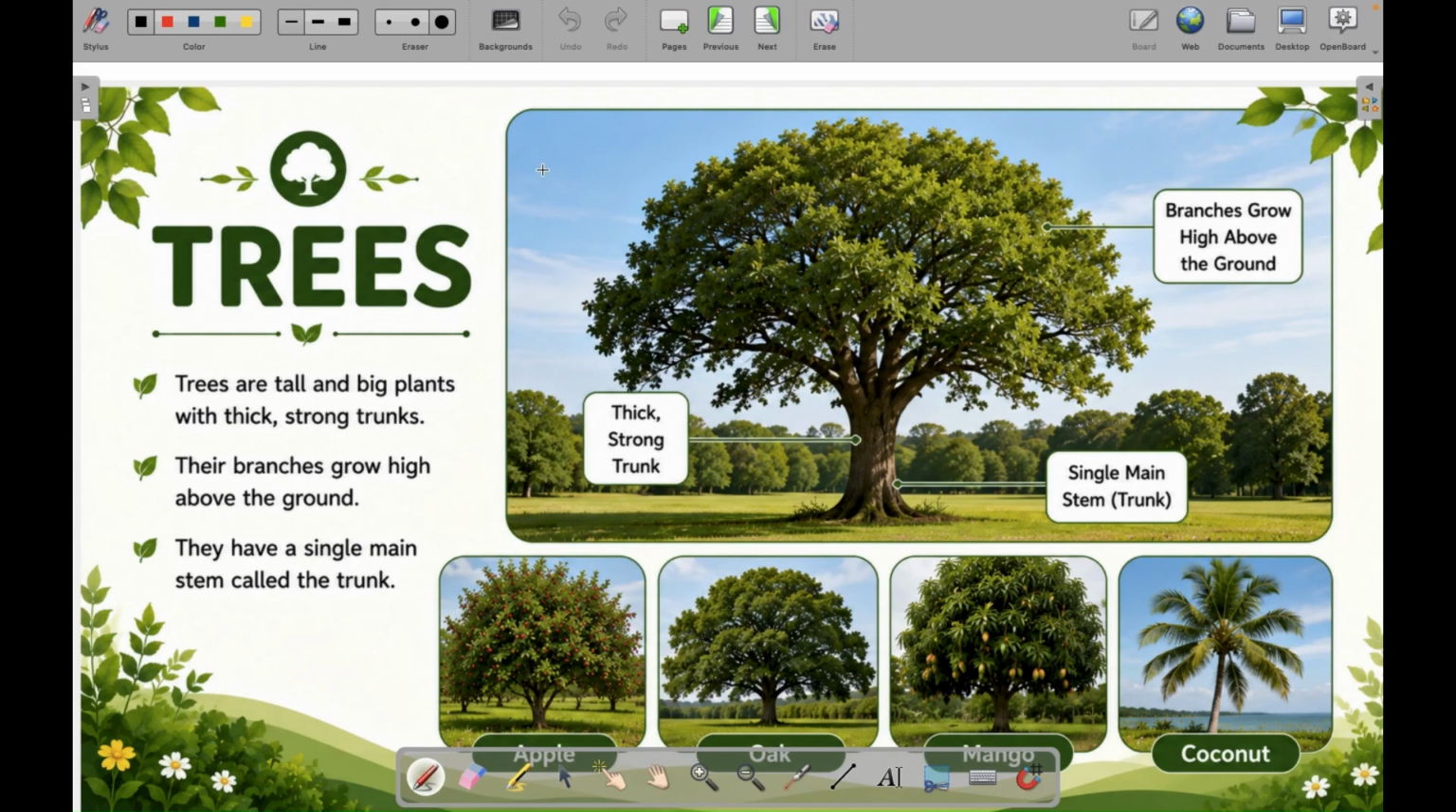Then we move on to trees. Now see, herbs were the smallest, with flexible branches that are soft. Then we had shrubs, which were medium sized with strong and woody stems, and the branches were close to the ground.